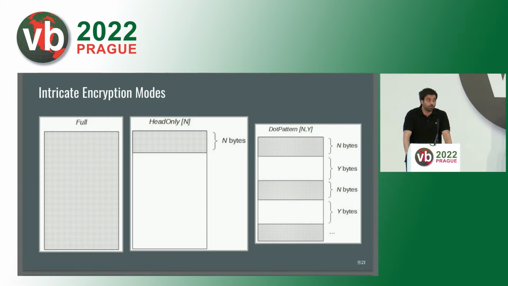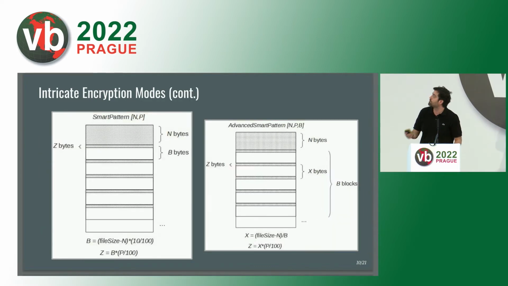Then we have head-only, which encrypts only the first n bytes of a file. By the way, the parameters that you can see above, n, y, are all configurable by the ransomware operator. As I mentioned before, the BlackCat ransomware is by its nature very highly configurable, even to the tiniest bits. The dot pattern encrypts a file in a stepwise fashion. It encrypts every n bytes, then skips the next y bytes, encrypts again n bytes, skips y bytes, until the end of the file is reached.